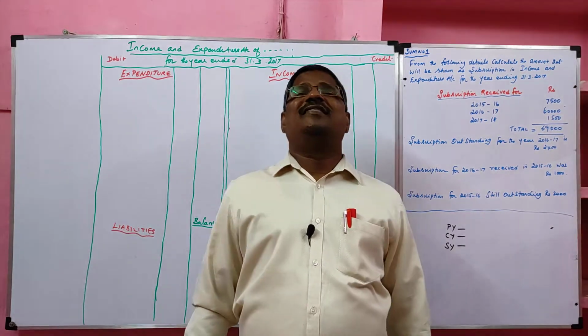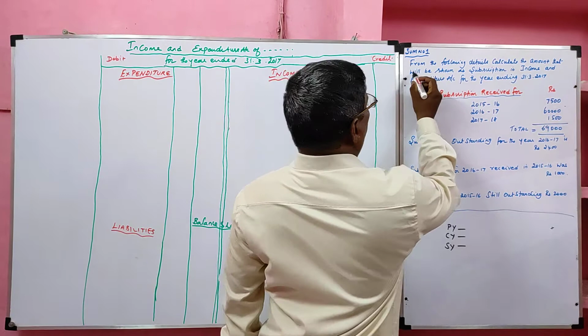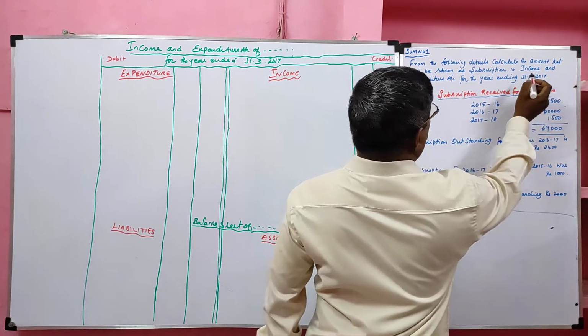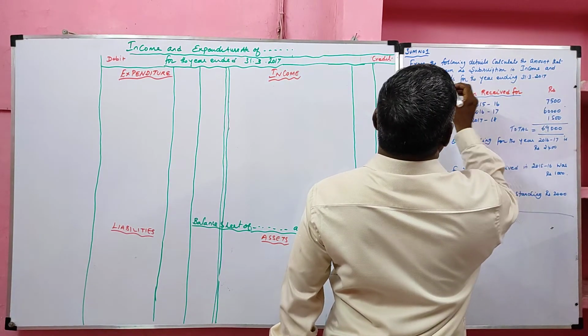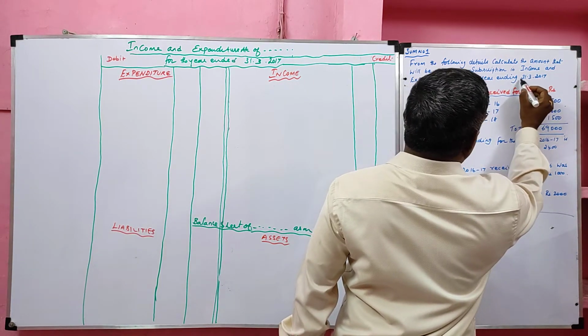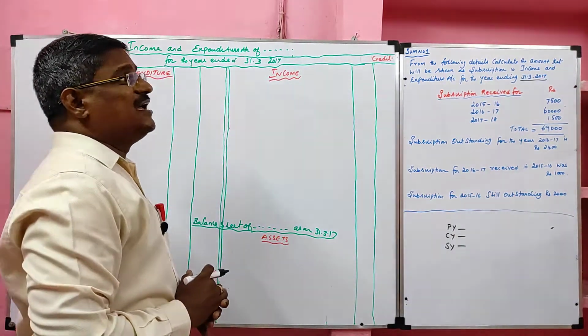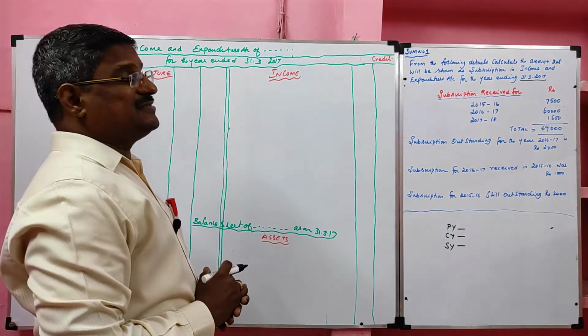Students, we are going to learn 3 problems. Look at the first problem. Sum number 1. From the following detail, calculate the amount that will be shown in the subscription in income and expenditure account for the year ended 31st March 2017.